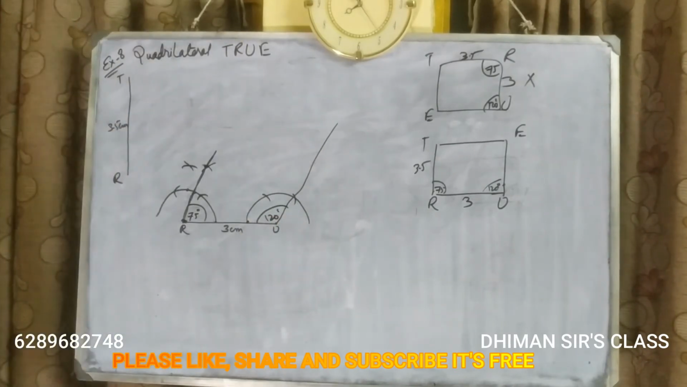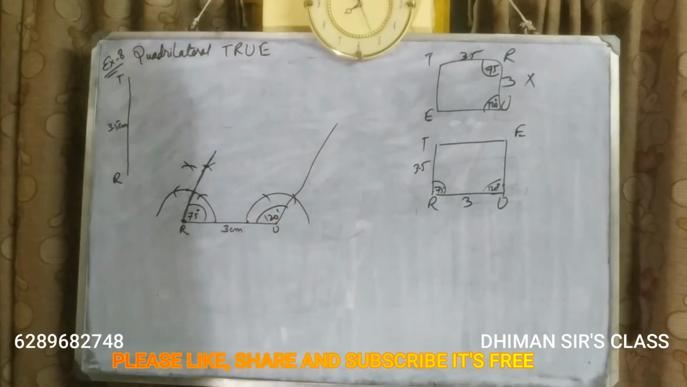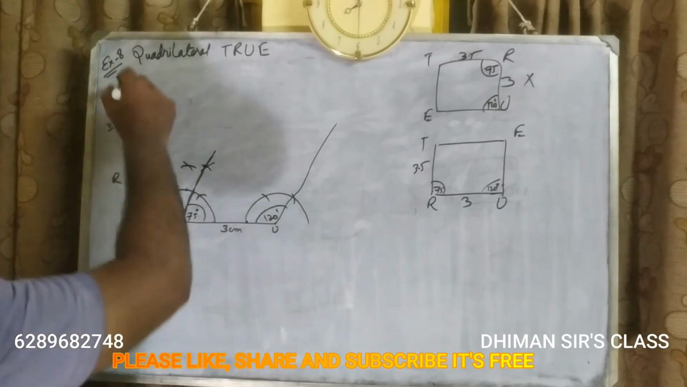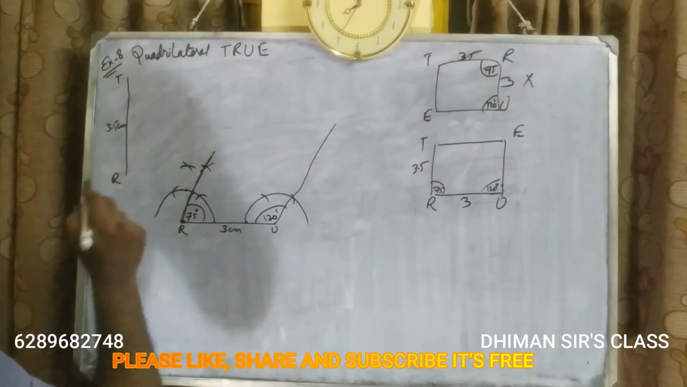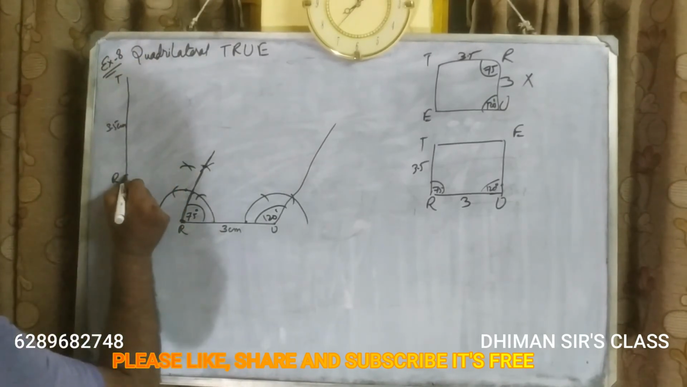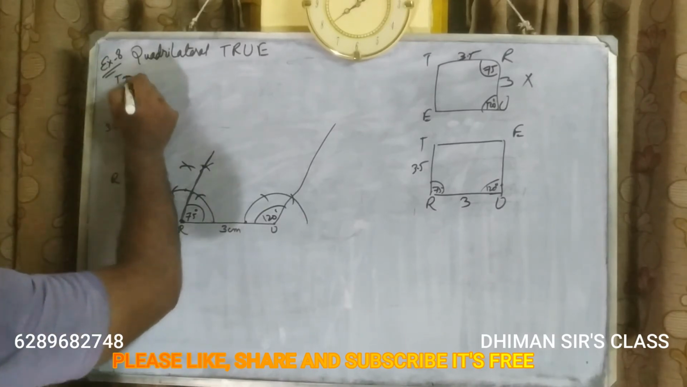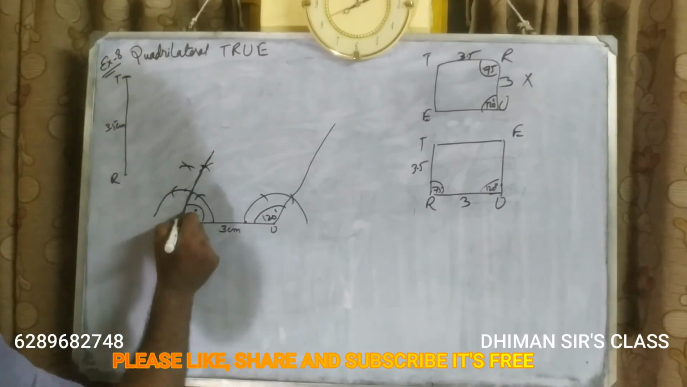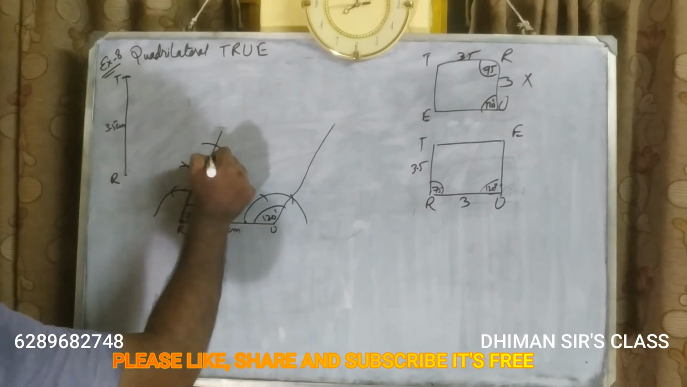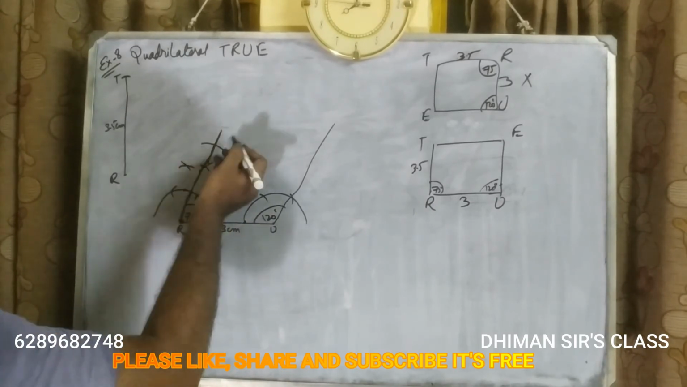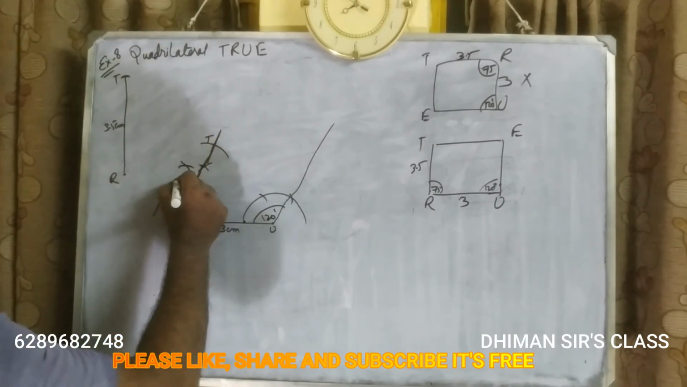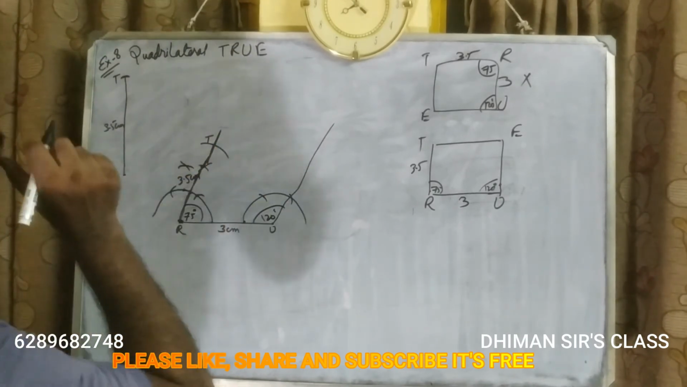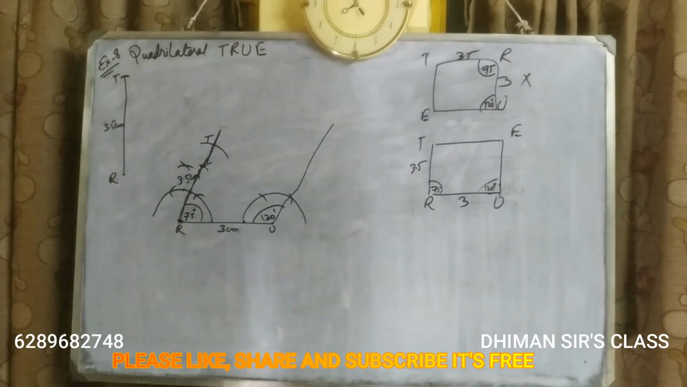Finished. Now we are asked to find out TR as 3.5 centimeter. Put the needle at R, draw an arc in order to take this measurement. TR is 3.5 centimeter. If it goes outside the line, extend the line. Okay, now this is T, that is 3.5 centimeter.